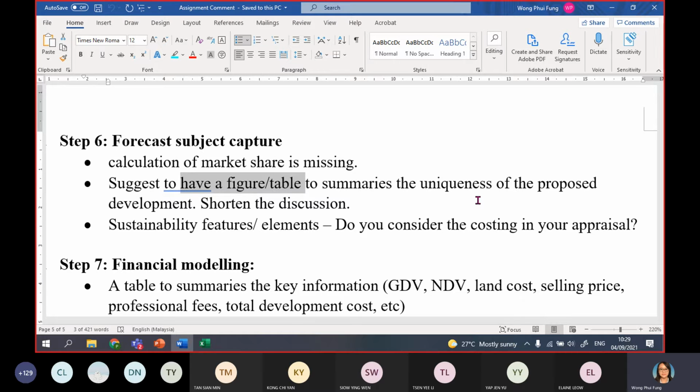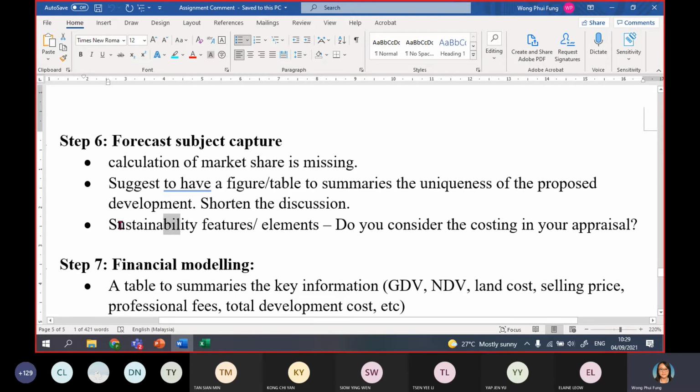So that will be a good way, because your client might not have so much time to glance through the report. A figure always spells out 1,000 words. So feel free to fully utilize figures and tables in a good way.